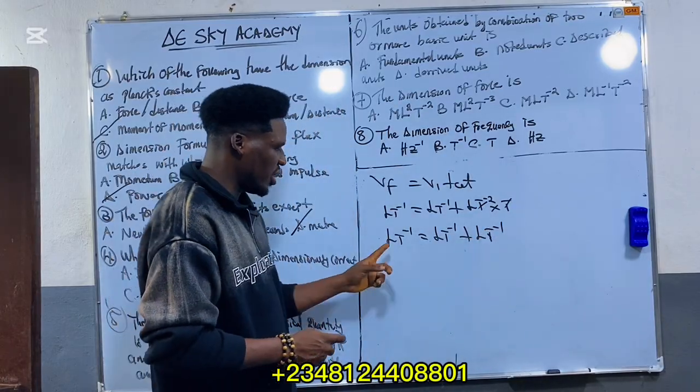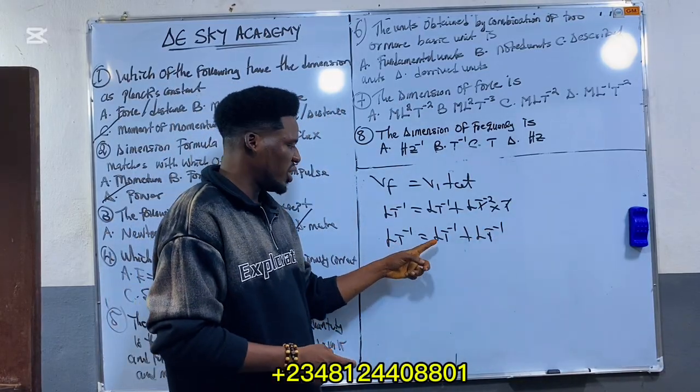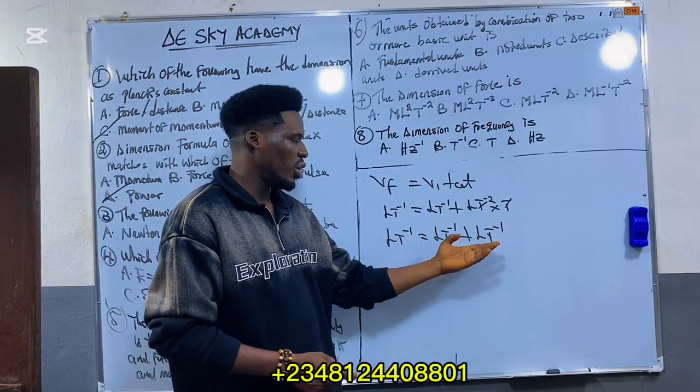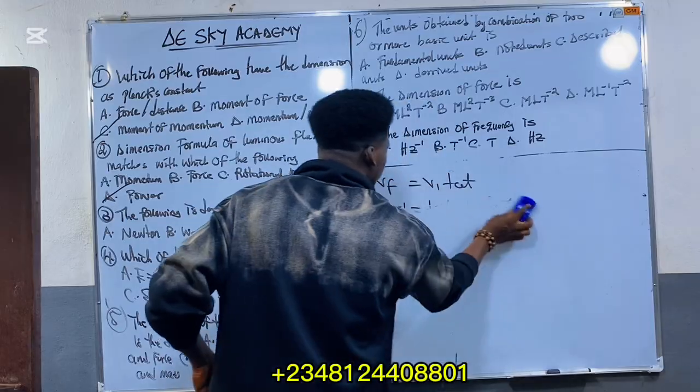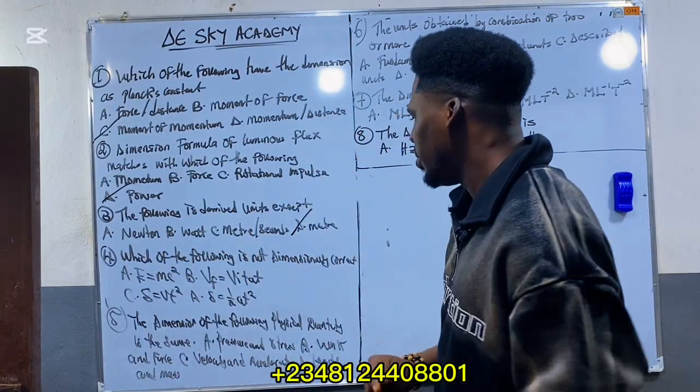So do they have the same thing? What is here? LT⁻¹. What is here? LT⁻¹. What is here? LT⁻¹. Are they dimensionally correct? Yes, they are dimensionally correct. That means option B can never be the answer.